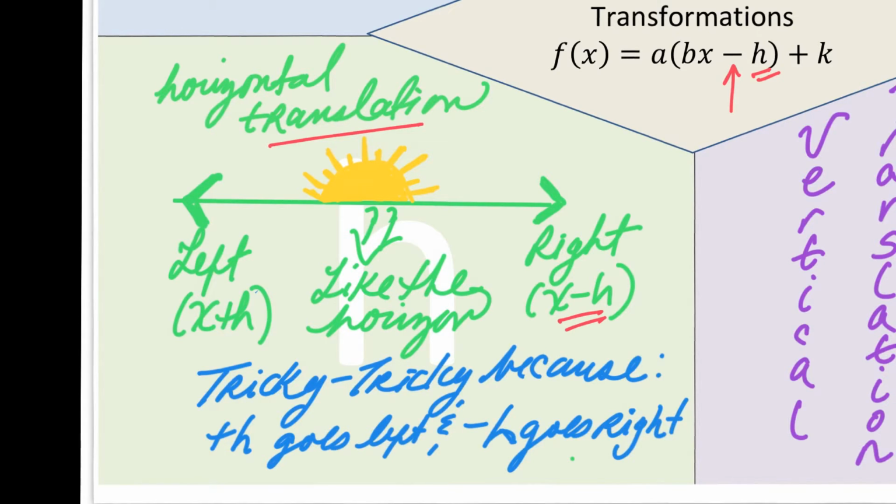And to move left, you would have an x plus h, because you're moving toward the more negative territory, and a negative and negative would make that positive right here. So it would be an x plus h. Again, it's a horizontal translation. It moves left and right like a horizontal painting or like the horizon. And we say this is a little tricky because the plus h goes left and the minus h goes right.